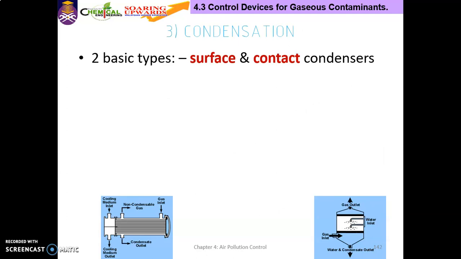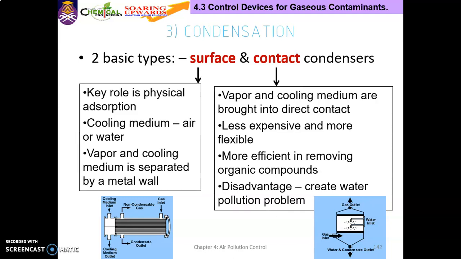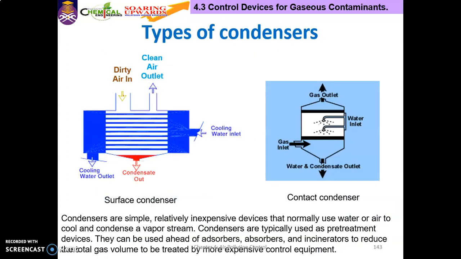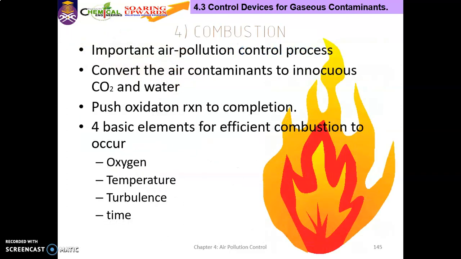Okay, number 3, for gas contaminant, condensation can be used to control, and it has 2 basic types: surface and contact condenser. Okay, this is a condenser example, surface condenser and contact condenser.